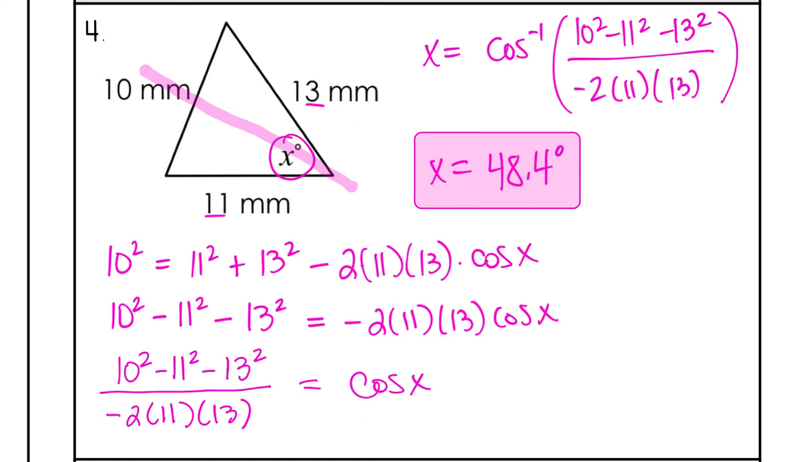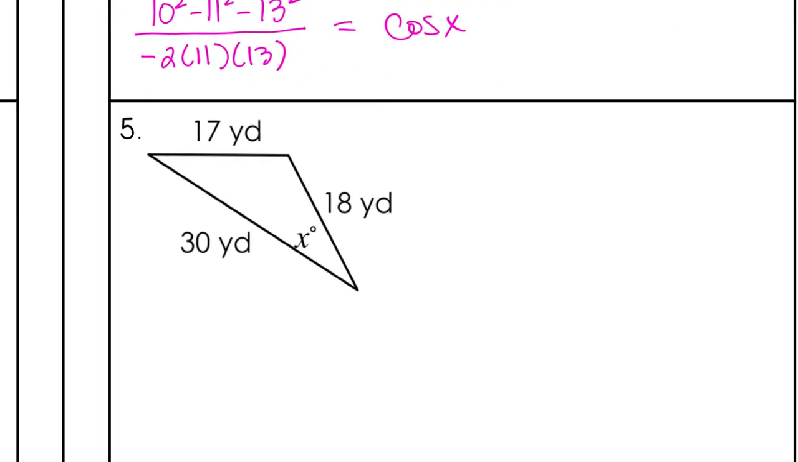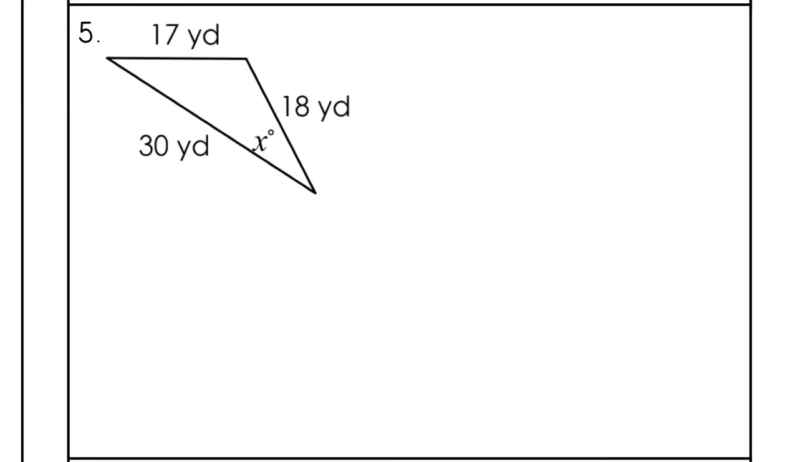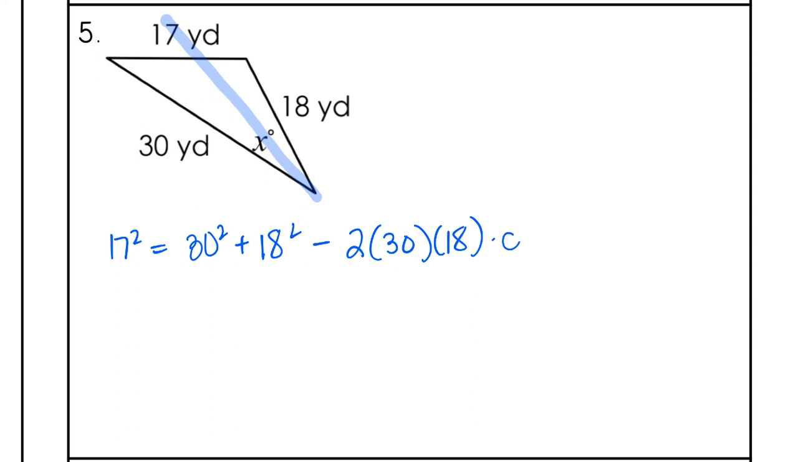Okay, 2 more for practice, but they are pretty much exactly the same. Our next one, here we go. We want to find that missing angle, the one that's labeled with x degrees, and we need to know what side is opposite. Since 17 is across from it, we're going to start our equation with 17 squared is equal to, now the other two sides, so 30 squared plus 18 squared minus 2 times 30 times 18 times cosine of x degrees.